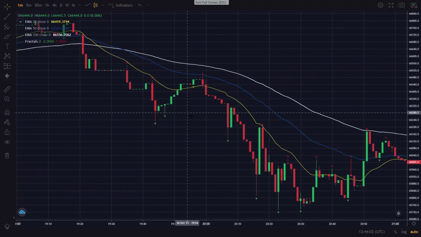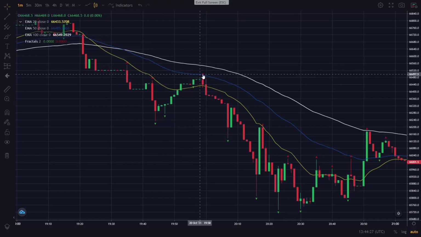For a short entry signal, we first confirm a downtrend. As you can see here, we are in a downtrend where the 100 period exponential moving average is above the 50, which is above the 20. Next, we look for a pullback either onto the 20 or the 50 exponential moving average. And here we do have a pullback and we get a Williams fractal signal here.